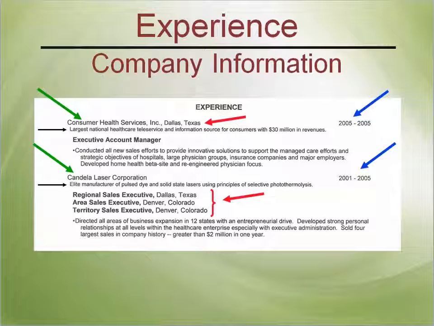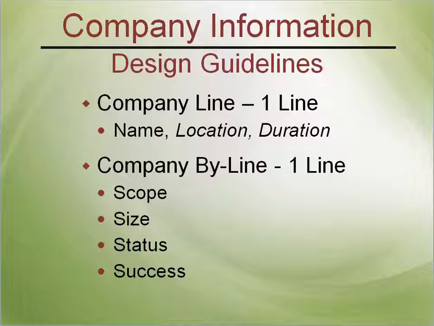For each company, starting with the most recent, you will present the company's name, the principal locations where you worked, the duration of how long you worked there, and a company byline. Company information includes a company line and the company byline. The company line includes, on a single line, the company name, typically left justified and formatted to be noticed, like maybe using larger font size or a different font or font style, like all caps or small caps.